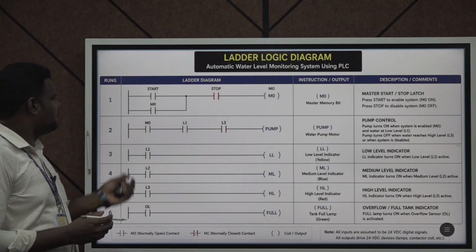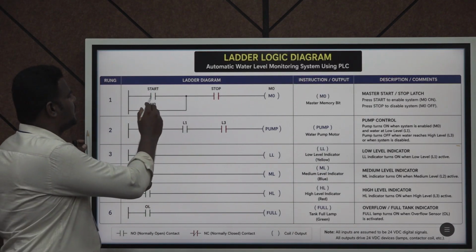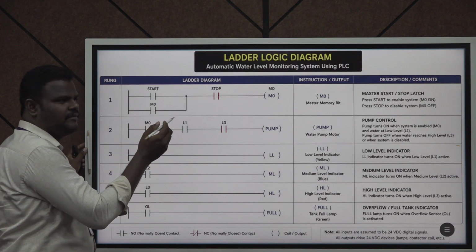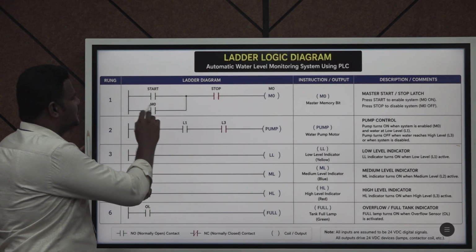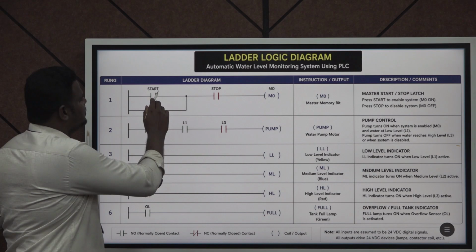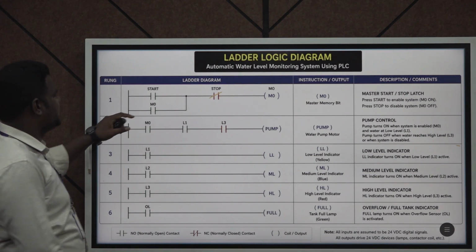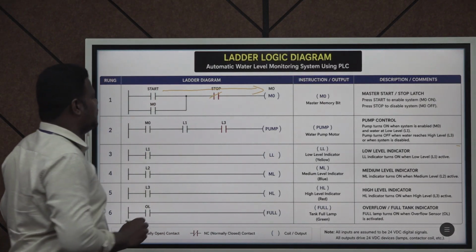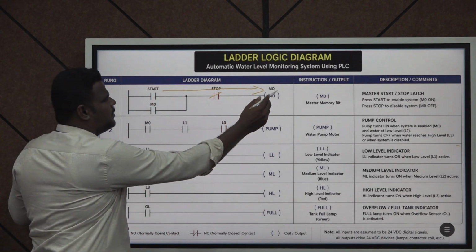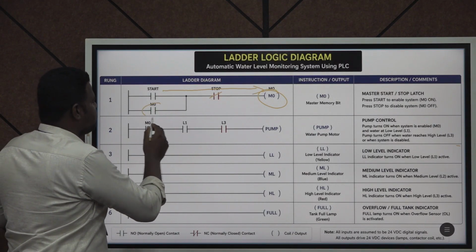So now we are going to develop a ladder logic diagram for the automatic water level monitoring control. The first step is, here we are going to push the start boost button. If you are pressing that start boost button, already we discussed the start boost button is mostly NO type. The stop boost button is NC. So here the circuit will be closed so that M0 will be enabled.